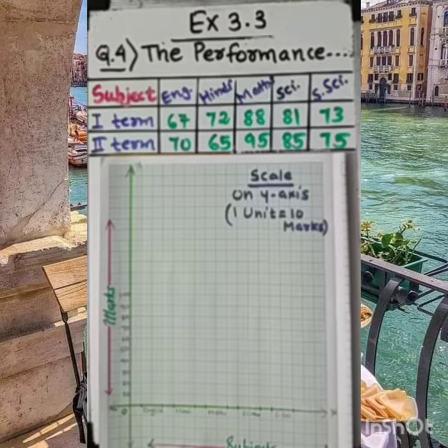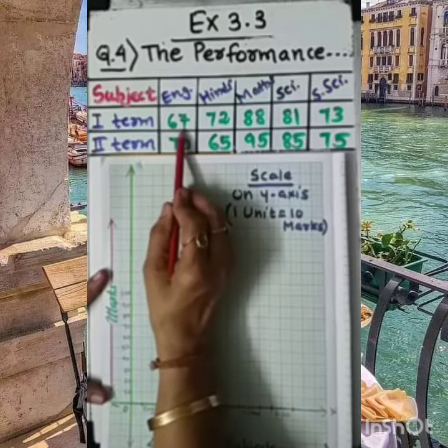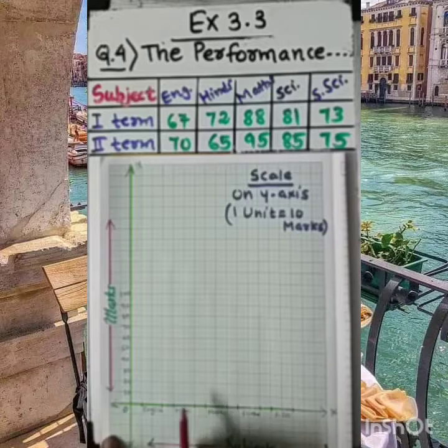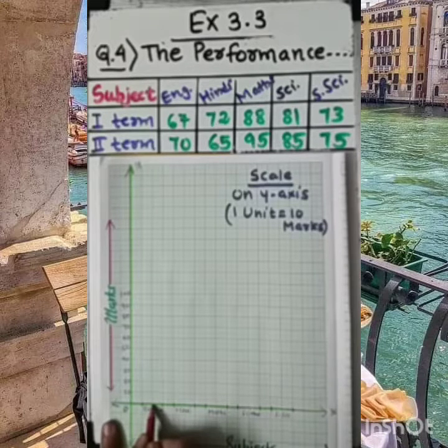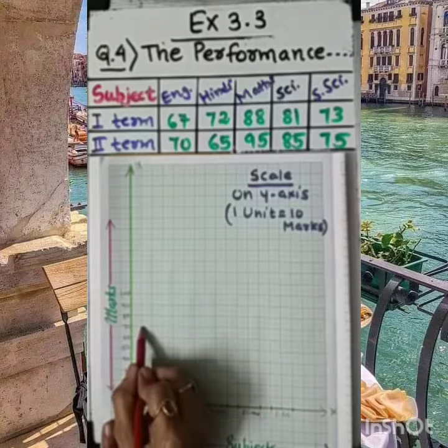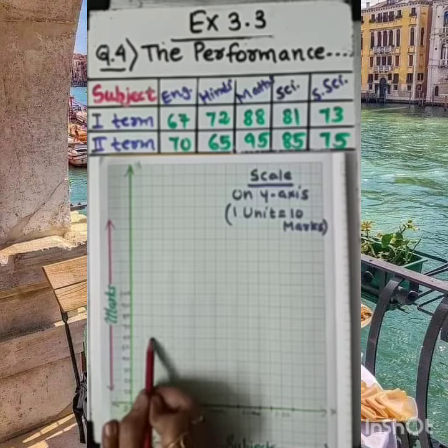So, dear student, what we are doing here, just see. First of all, for the English subject, for the first term, it is showing 67. 67 marks, where to locate? For this first column, I am choosing here. So 67 must come between 60 and 70. Agree? 67 will lie between 60 and 70.